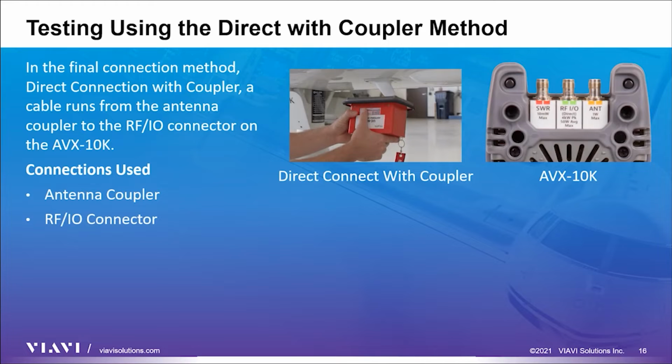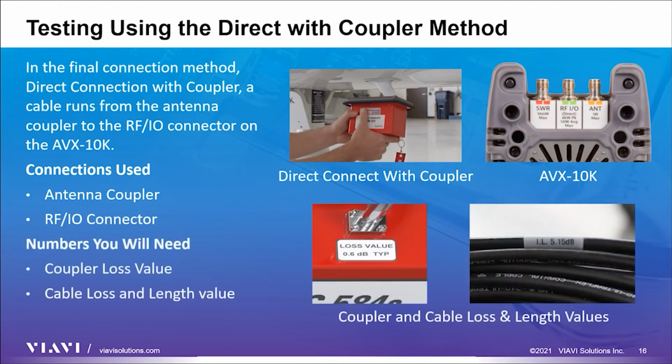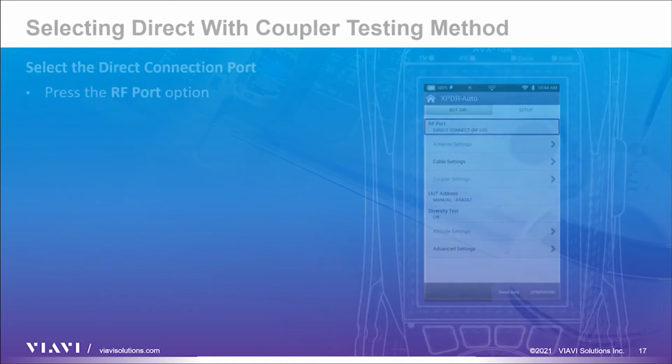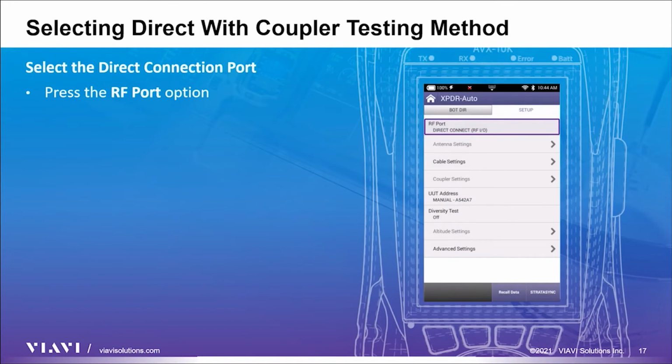The final test method is direct connect with coupler. The couplers are attached to the RFIO connector port on the AVX-10K. The loss values for the coupler and connecting cable can be found on the coupler and cable and, along with the connector cable length, will be used later in the setup. We were previously in the direct connect mode.